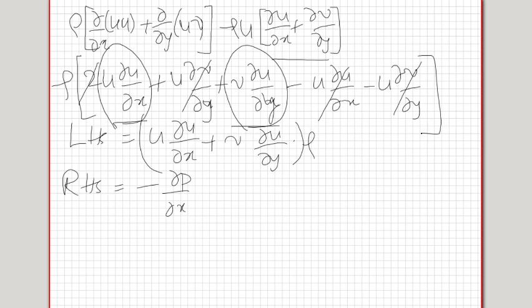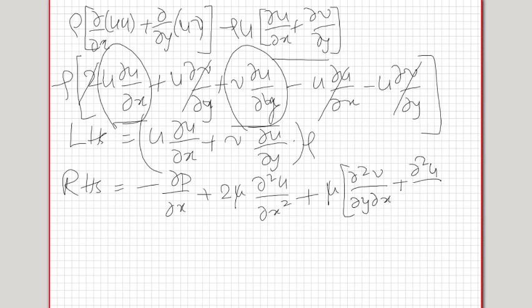So the right hand side is minus del p by del x plus 2 mu del square u by del x square. Okay, so that is the first term, plus the next one will have mu times del square v by del x del y plus del square u by del y square.